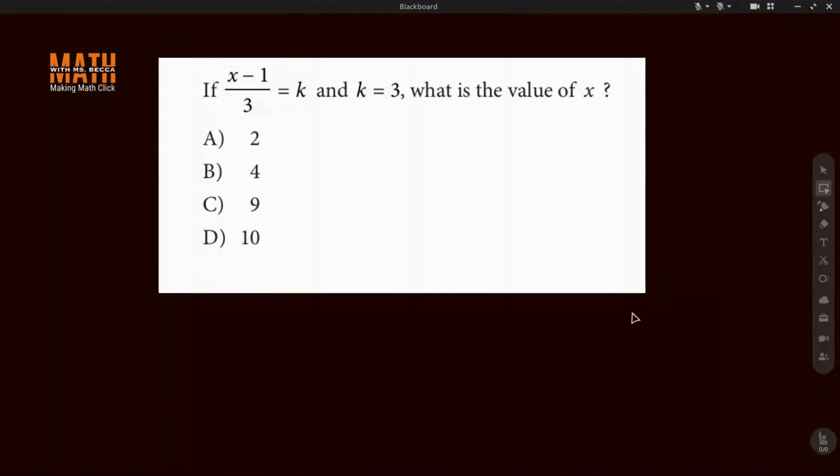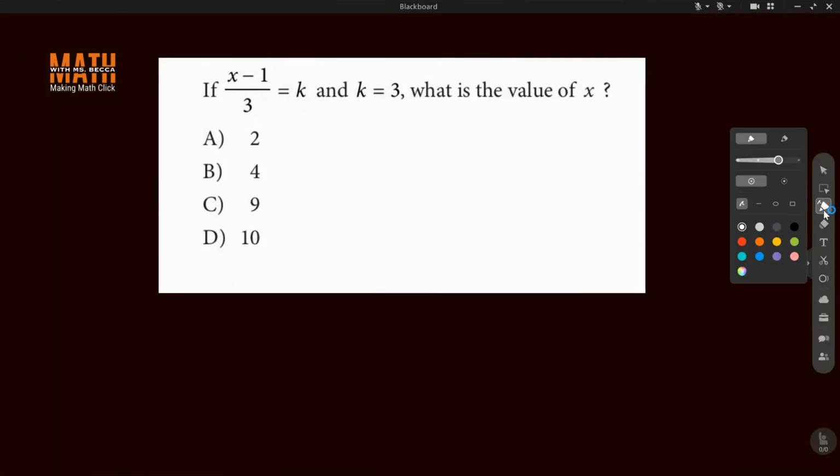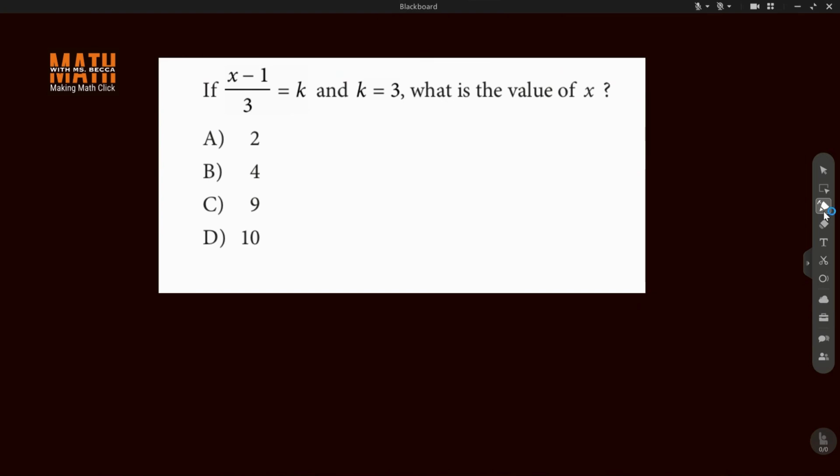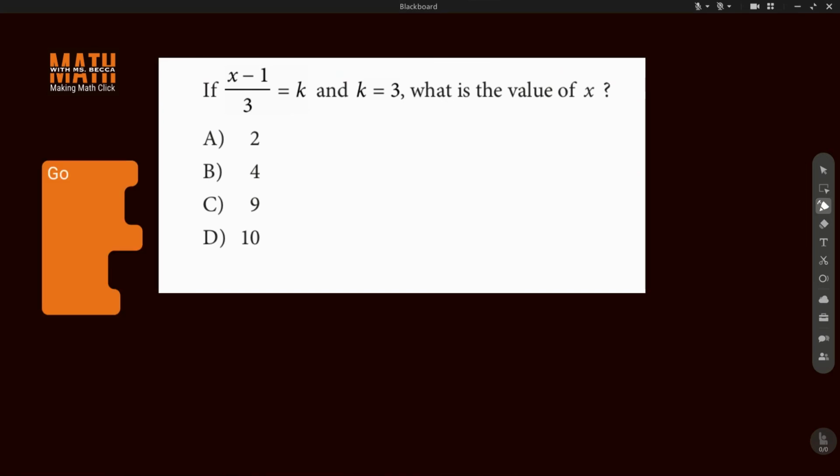Test your math skill with this SAT practice test. Make sure you wait till the end because there is a question for you to solve at the end.